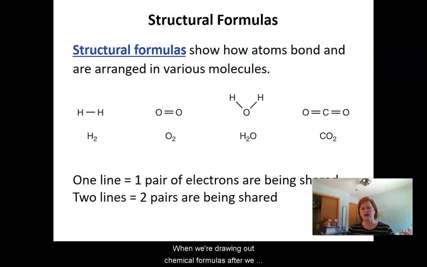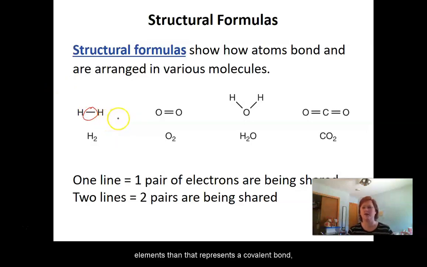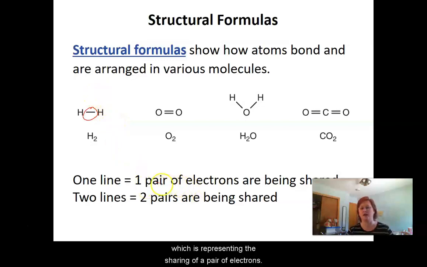When we're drawing out chemical formulas after we have these things that have interacted with each other, we use some basic conventions. If we have a single line between the symbols of the elements, then that represents a bond, which is representing the sharing of a pair of electrons. If we use a double line, then we're sharing two pairs. It's a double bond. So you may see that as we start moving on into some of the other organic chemistry aspects of the semester.